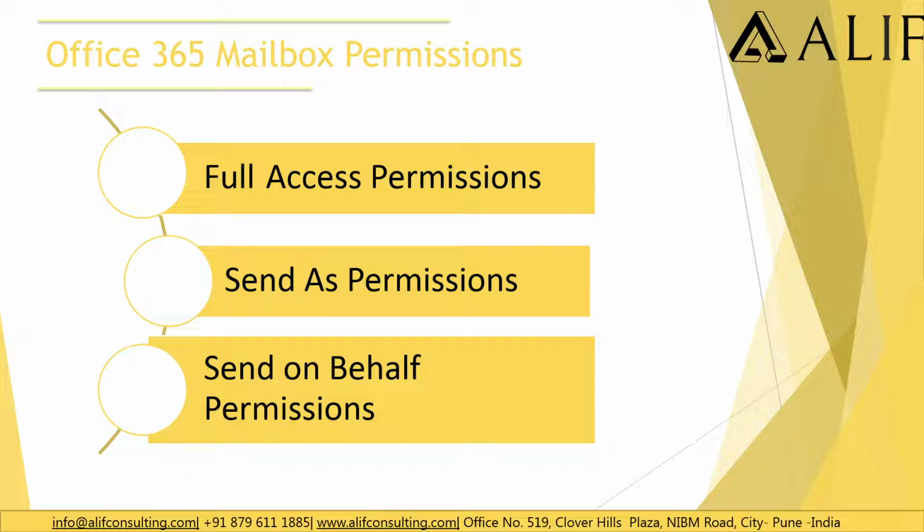But if you do the same with send as permission, the email would be sent by Mark, but it would be sent through John's mailbox, and the recipient would not be able to make out whether it is being sent by John or by someone else. I'm sorry, whether it is being sent by Mark or someone else, because for him the display name would still be John. So this is all about permissions within Office 365.